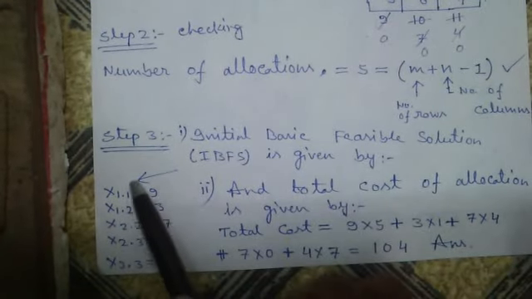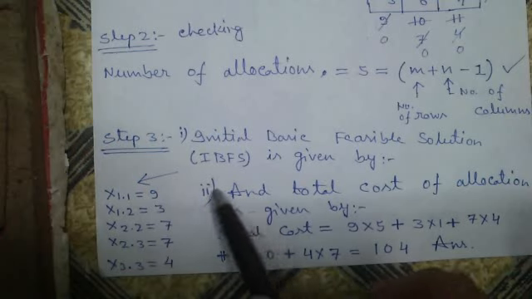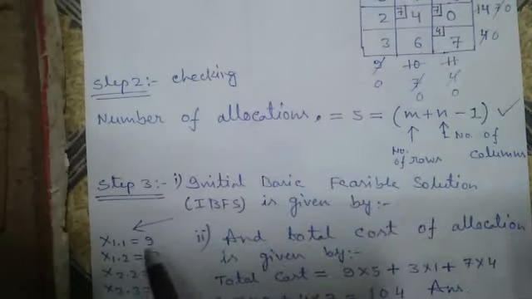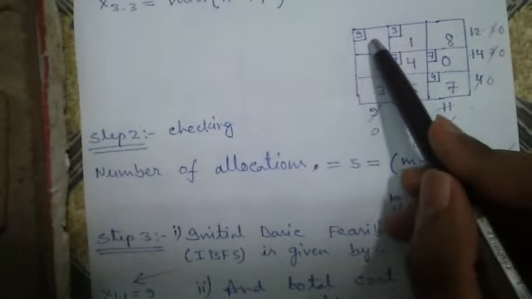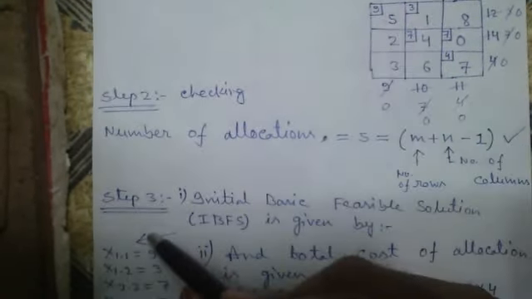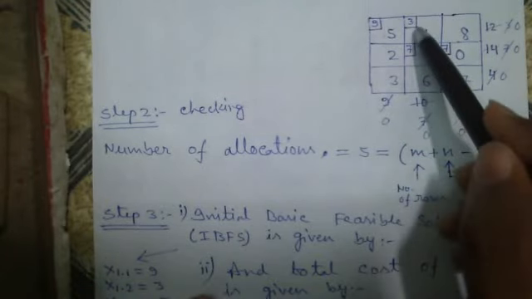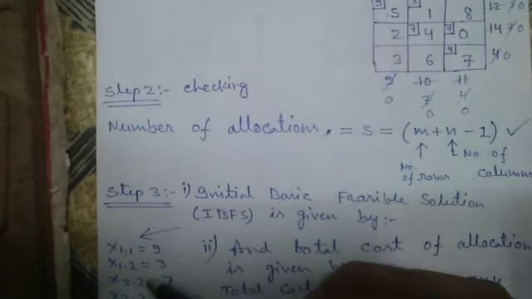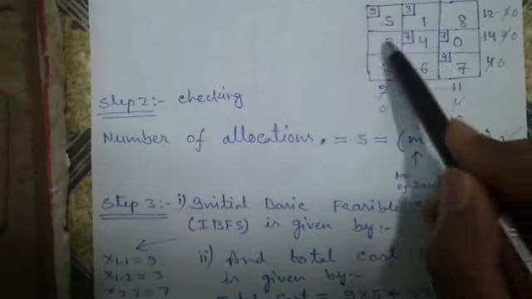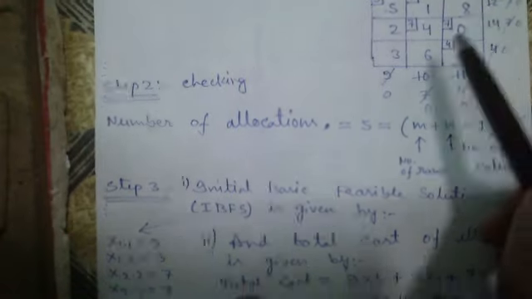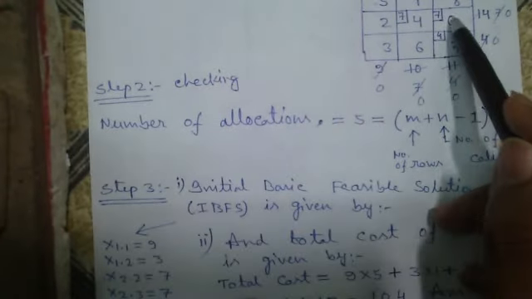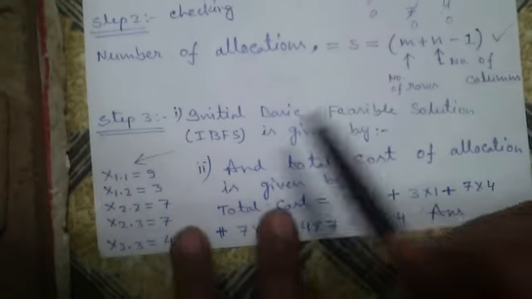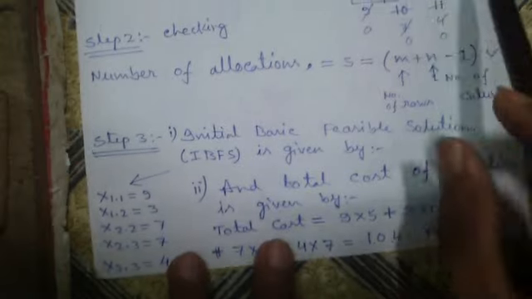Next, we have to write the allocation list, which is optional. Our final objective is to find the total cost. So how to write the allocation list? In the 1, 1 location, we have allocated 9. In row 1, column 2, that is the 1, 2 location, we allocated 3. Row 2, column 2, the 2, 2 location, we allocated 7. And row 2, column 3, that is the 2, 3 location, we allocated 7. And third row, third column, the 3, 3 location, we allocated 4. This is the allocation list.